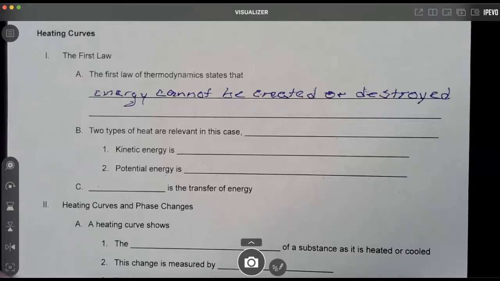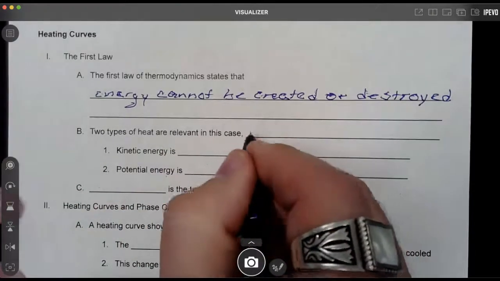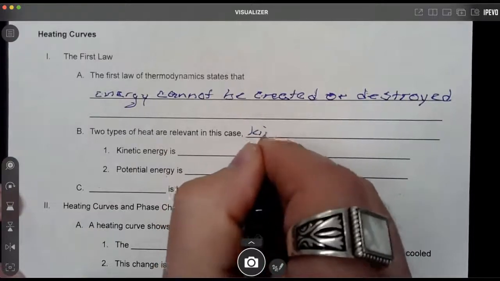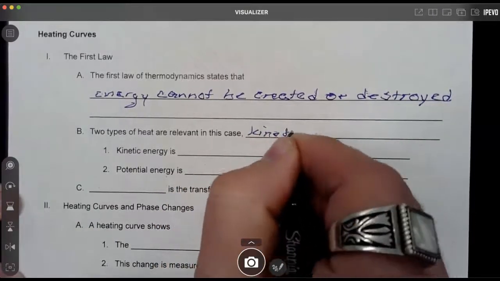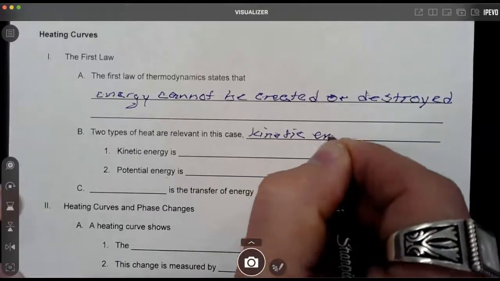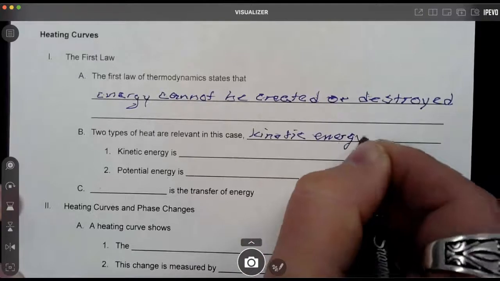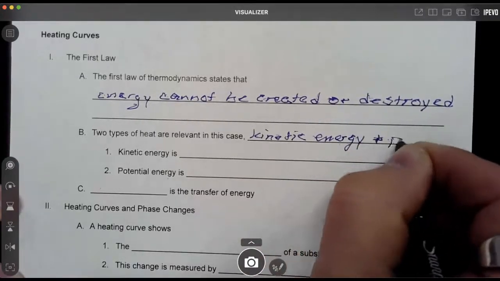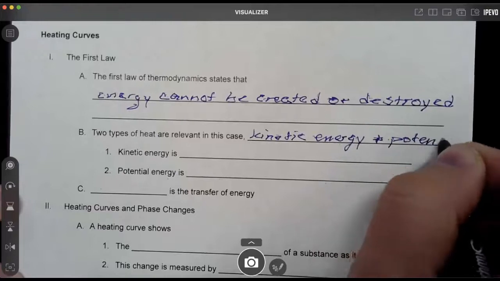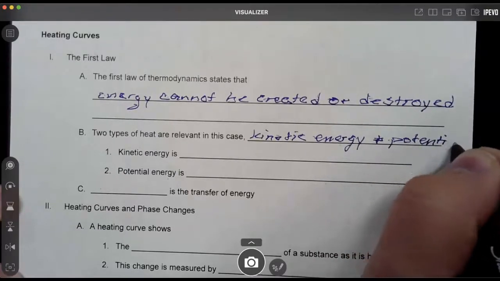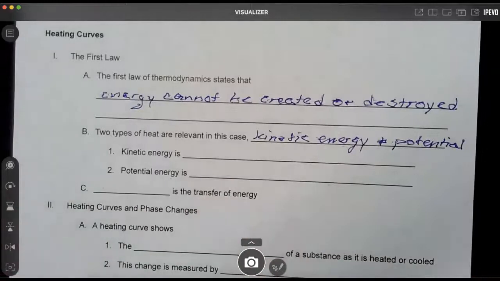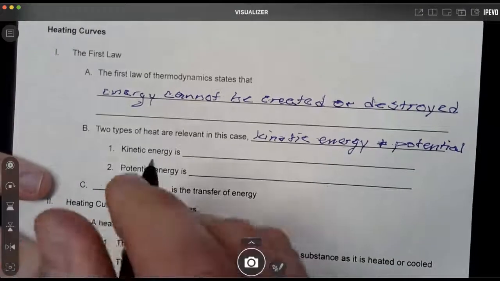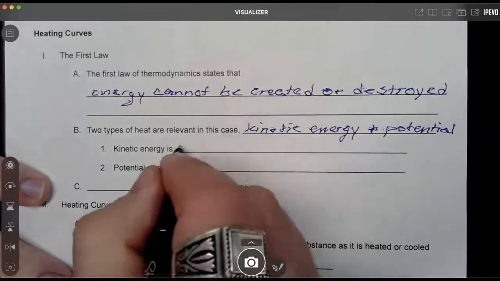Now this involved heat. The two types of heat that are relevant in this case are kinetic energy and potential energy. Now you may remember from physics, potential energy and kinetic energy are two types of energy of motion. Now, kinetic energy is the energy of motion.